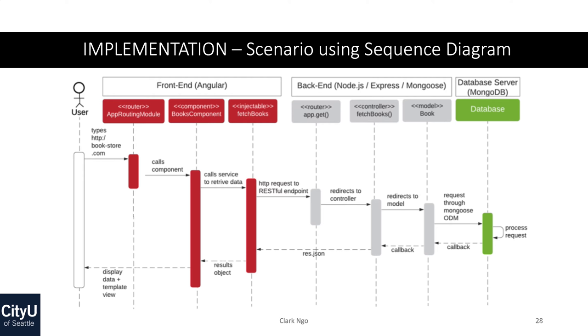For this scenario view using a sequence diagram, you basically just add the user there and the use case of, let's say, hitting the URL of the homepage. And instead of showing the route, controller, model, we now see the components being interacted with: the router app, routing module, component books component, injectable fetch books, router app.get, controller fetch books, model book. And it's basically the same thing with how we describe each step. With the last one, if we go around and it goes back to the user, we show this display data plus template view to the user.